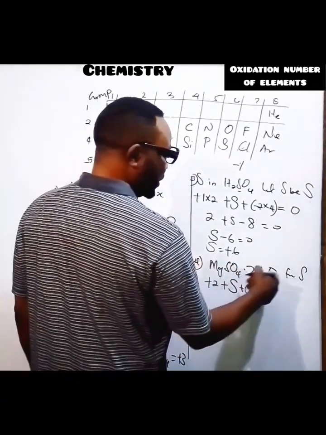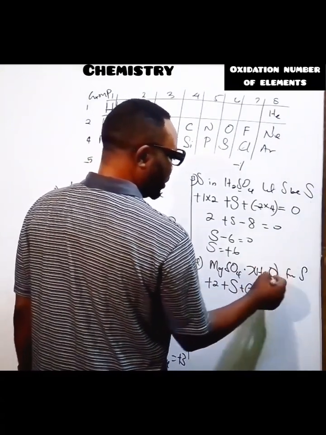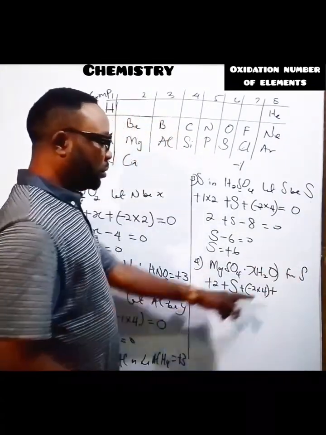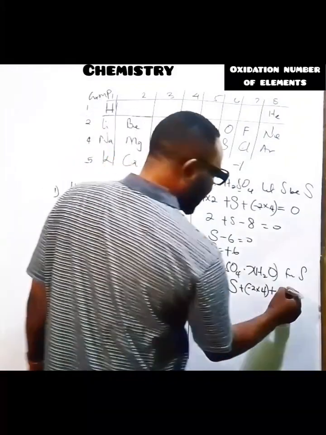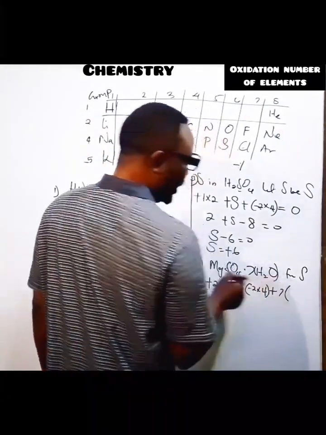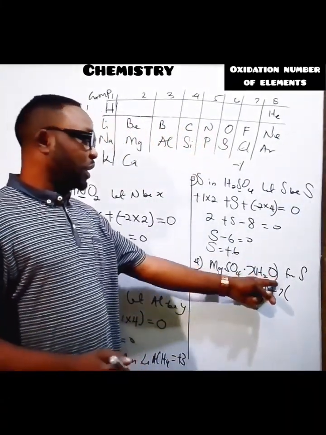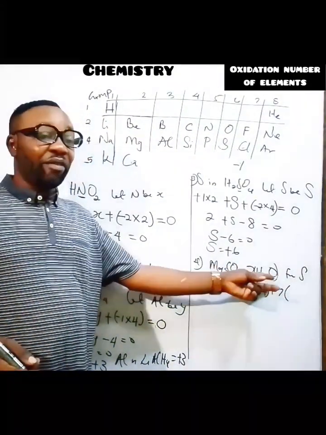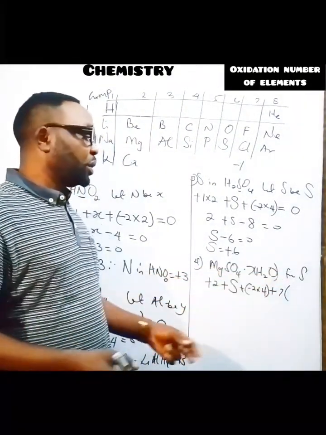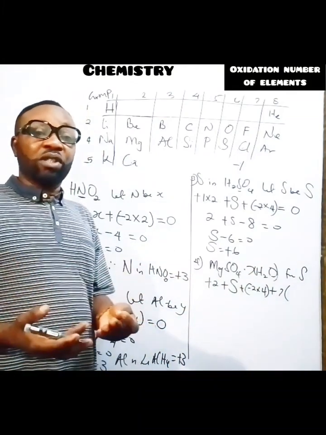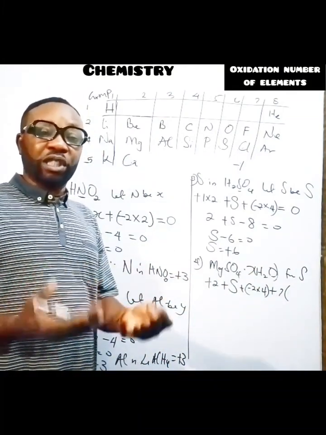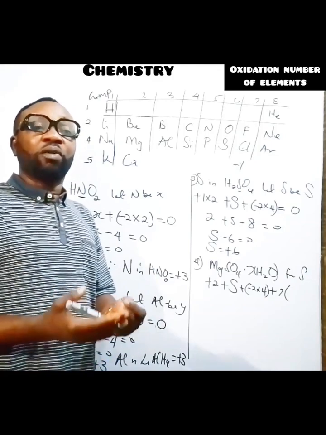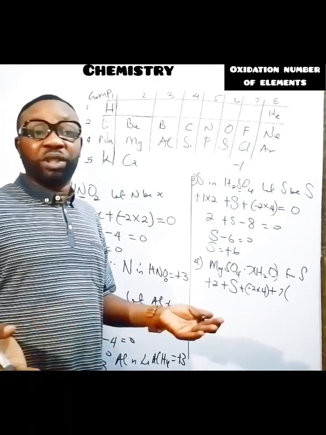So this 7 takes into consideration all these water molecules here. So you have 7 times the water molecule in brackets. If you look at it very well, it is a compound on its own. So in that regard, everything we have here will be equal to 0, because we have said that the summation of oxidation numbers in their compound state will be equal to 0 when there is no charge on them.